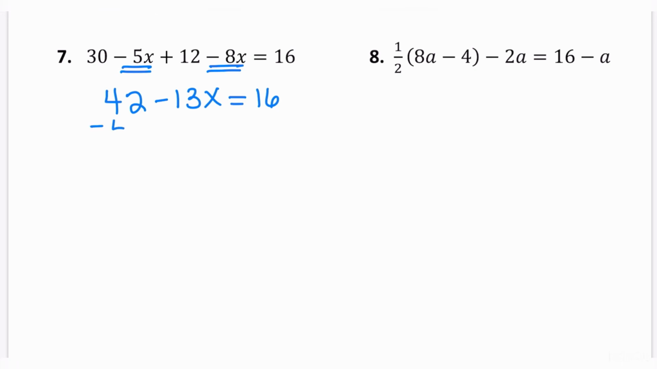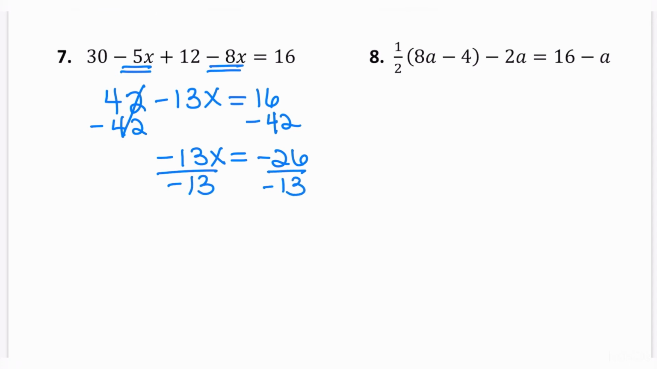I'm going to subtract 42 from both sides. I get negative 13x is equal to negative 26. Divide both sides by negative 13. So x is equal to positive 2.